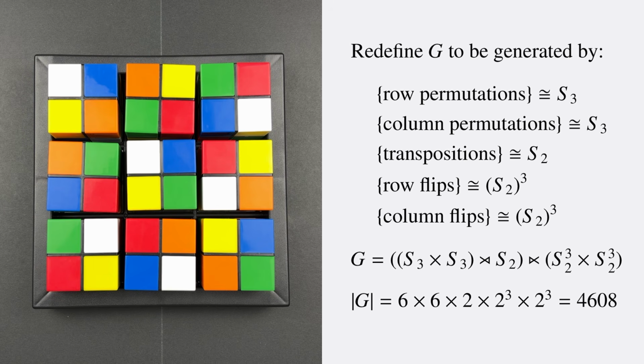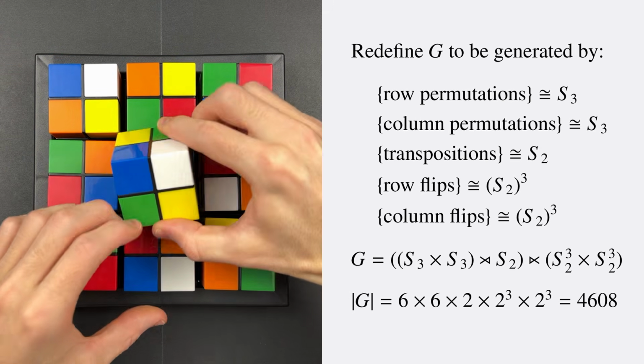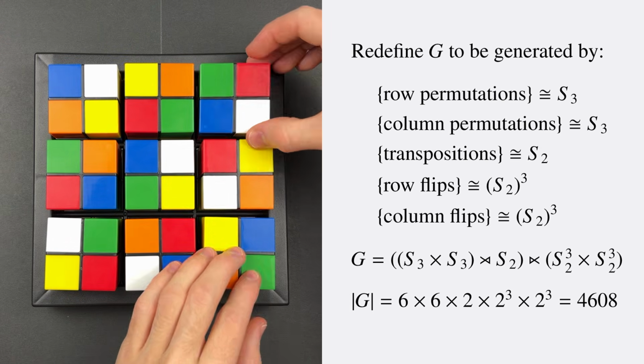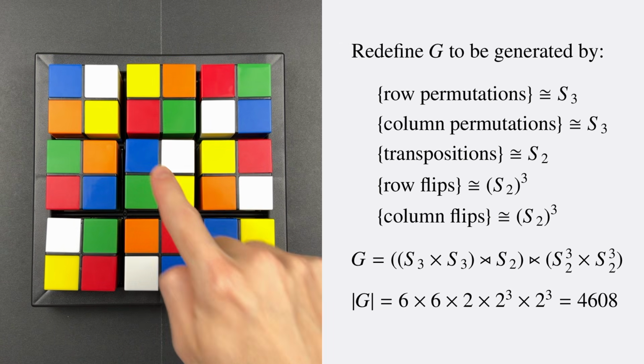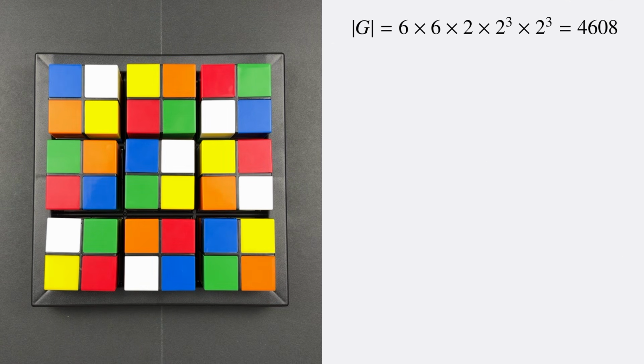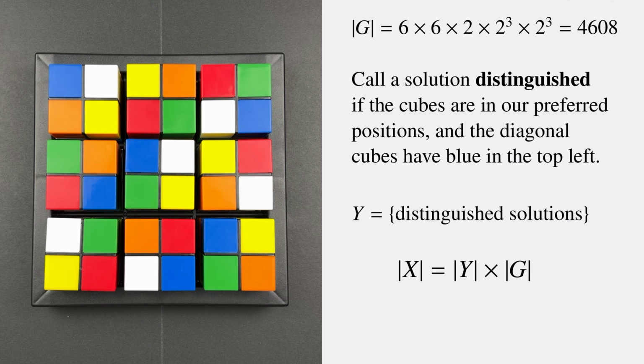Let's now pick a representative of each orbit. We've already seen that we can use row and column permutations to put the cubes in our preferred positions, and now we can also use row and column swaps to ensure the blue corners of the diagonal cubes are always in the top left. I'm going to call a solution of this form distinguished, and I'll write Y for the set of all distinguished solutions. Each orbit has exactly one distinguished solution, so now all we need to do is find the size of Y and then multiply it by 4,608.